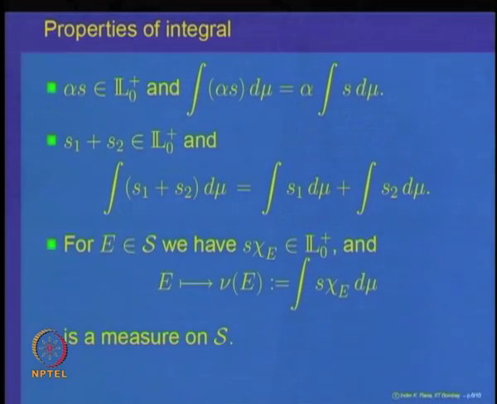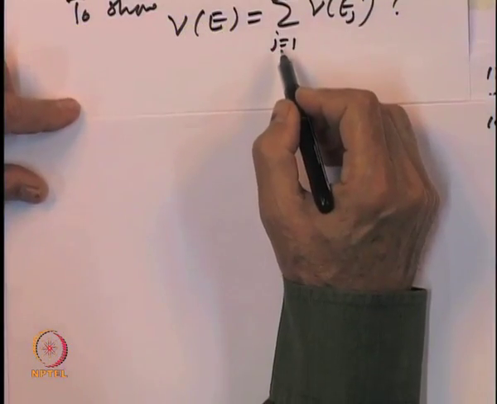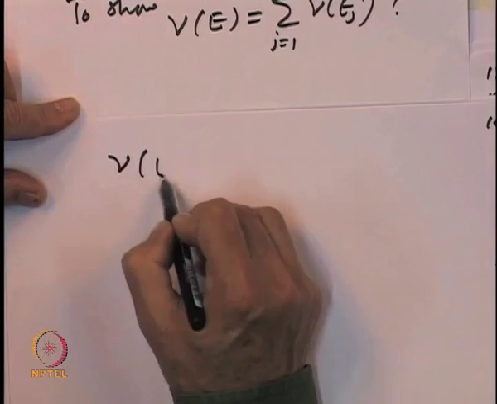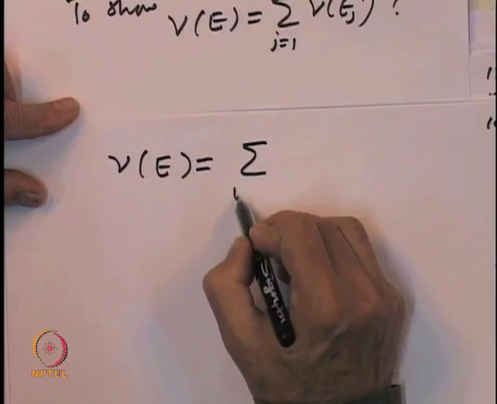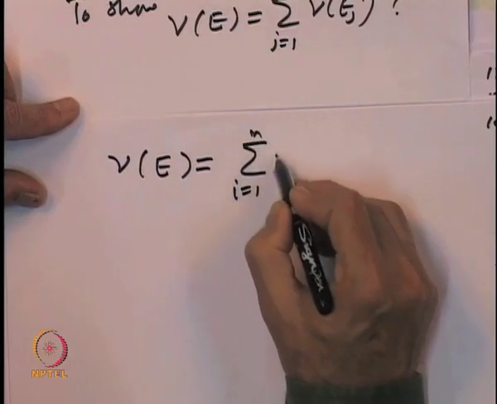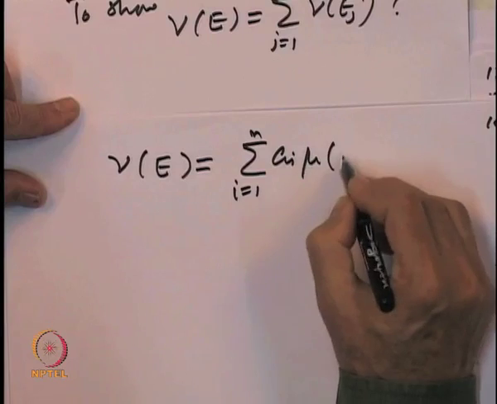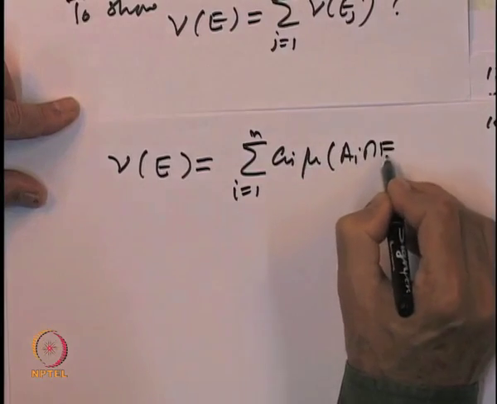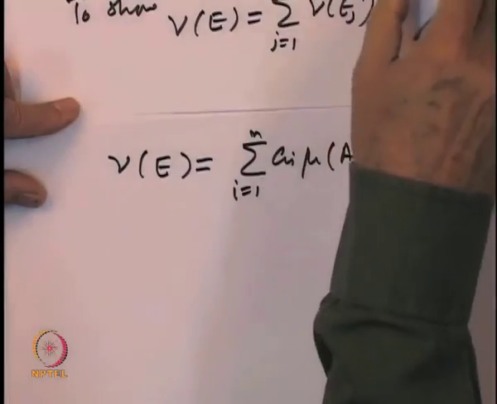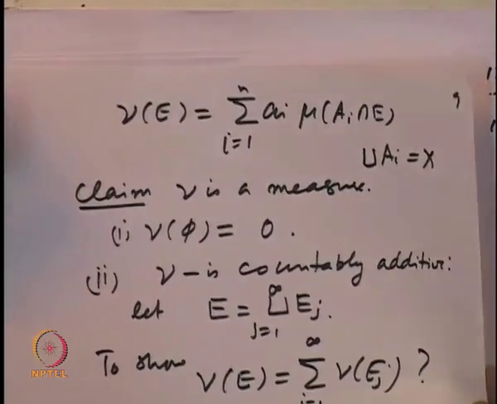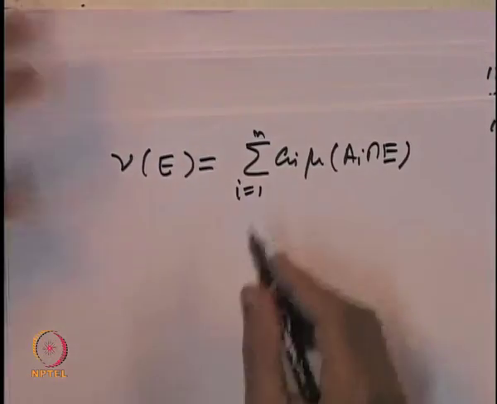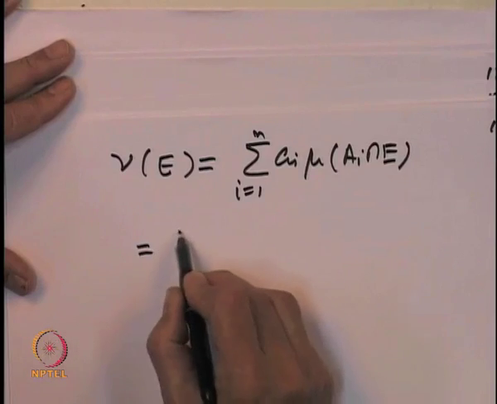So let us compute both sides and show the required property. Let us look at nu of E. Nu of E is equal to sigma I equal to 1 to n a I mu of A I intersection E. By definition, nu of E is defined as this thing. And what is E? Let us put the value of E.